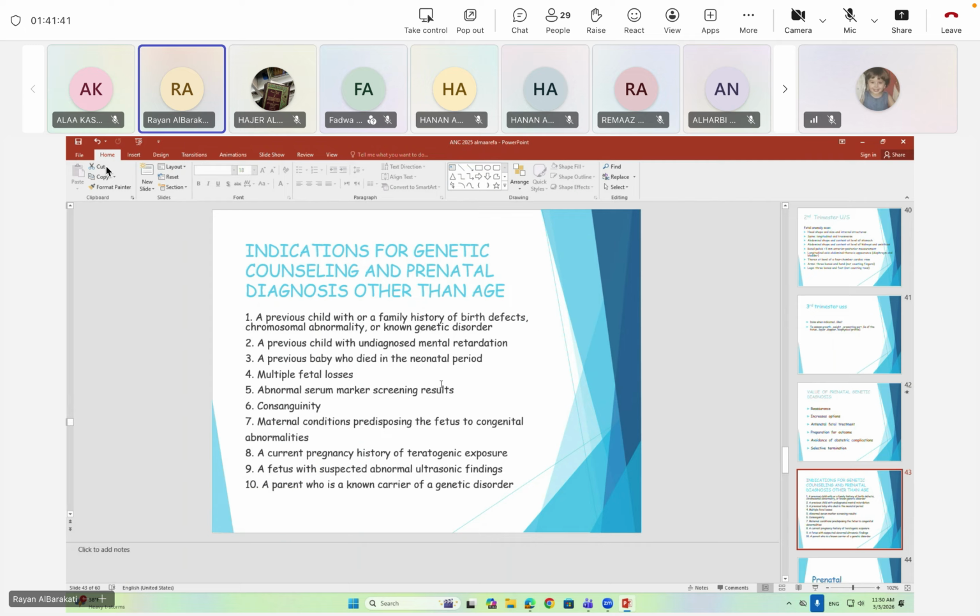So when we do genetic counseling or a diagnostic test, we can do it if there is a previous child or a family history of birth defects, chromosomal abnormalities, or non-genetic disorders, a previous child with undiagnosed mental retardation, a previous baby who died in the neonatal period or stillbirth, multiple fetal losses, abnormal serum marker screening results, consanguinity, and this is very common in our area, maternal conditions predisposing the fetus to congenital abnormalities, a current pregnancy history of teratogenic exposure, a fetus with suspected abnormal ultrasound findings, or a parent who is a known carrier of a genetic disorder.